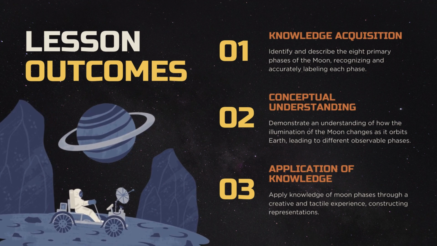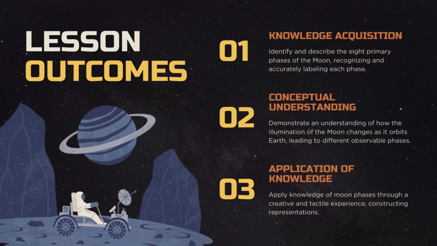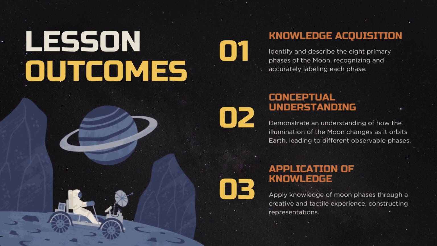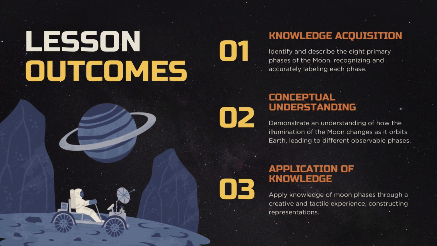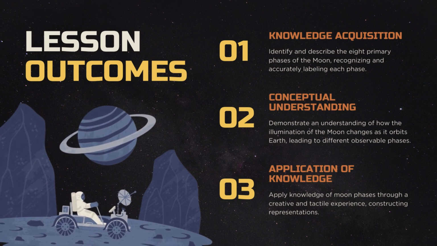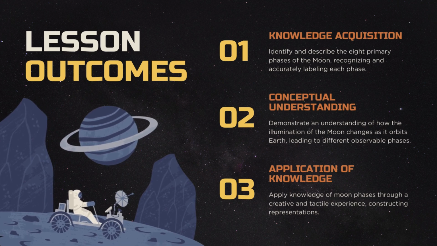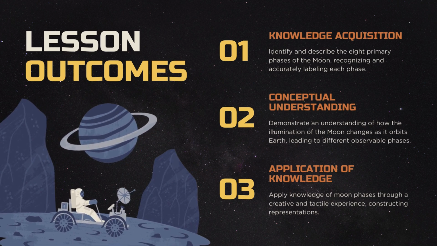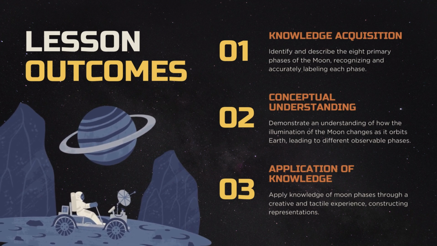We will unravel the mystery of the waxing and waning crescents, gibbous moons, and the elusive new moon. Moving on to Lesson 2, we will demonstrate our understanding of how the illumination of the moon changes as it orbits Earth, leading to the different observable phases. We will uncover the science behind why the moon appears differently to us throughout its orbit.